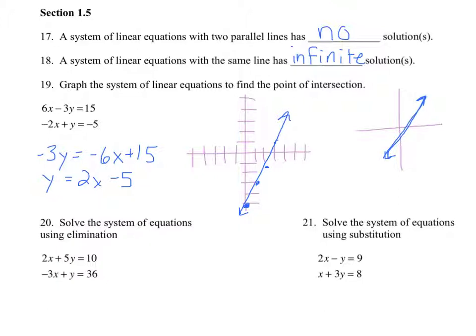Next, I'm going to graph my second line. And to do that, I'm also going to get that into slope-intercept form. So I'm just going to add the 2 to the other side. And I also get y equals 2x minus 5. So I'm just graphing the same exact line. And if I graph the same exact line, we know that we have infinite solutions.